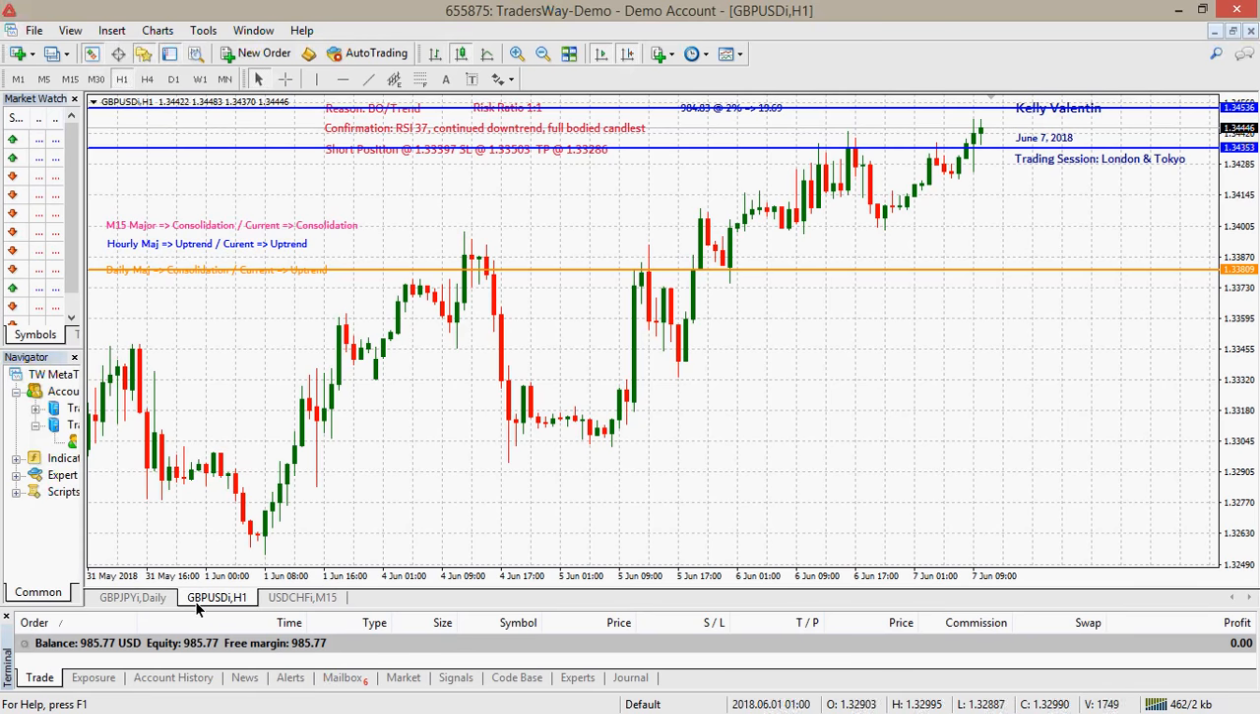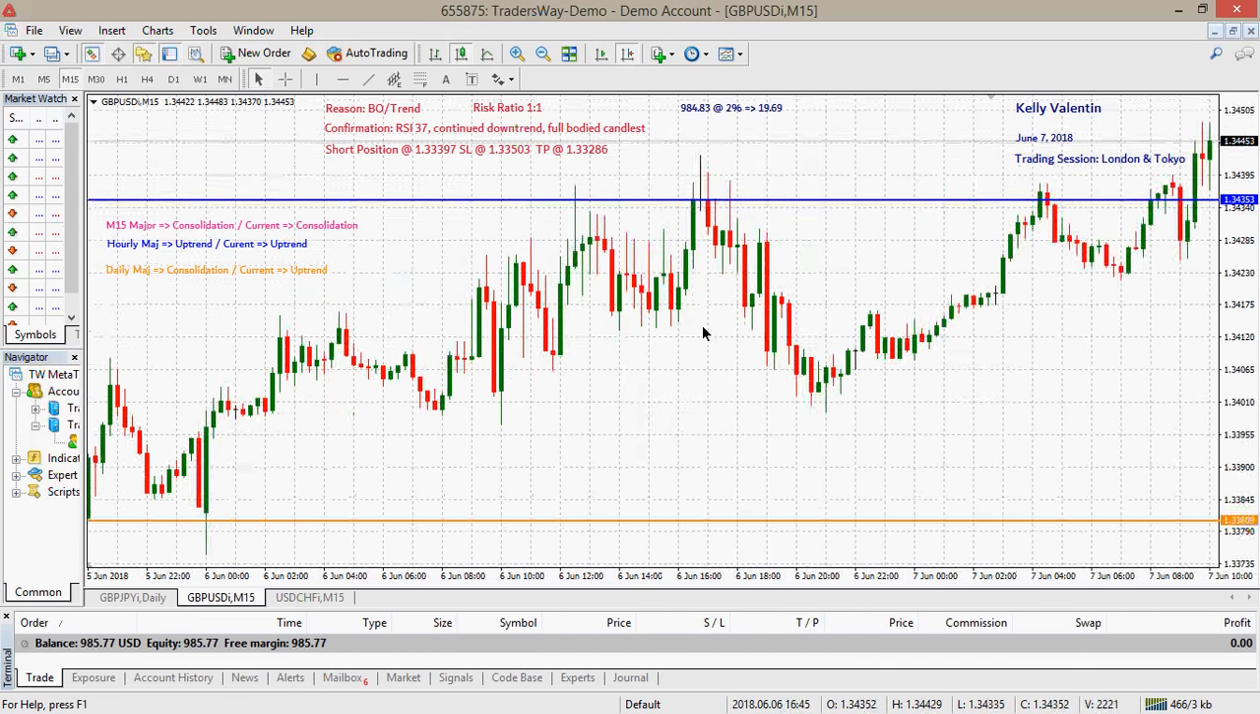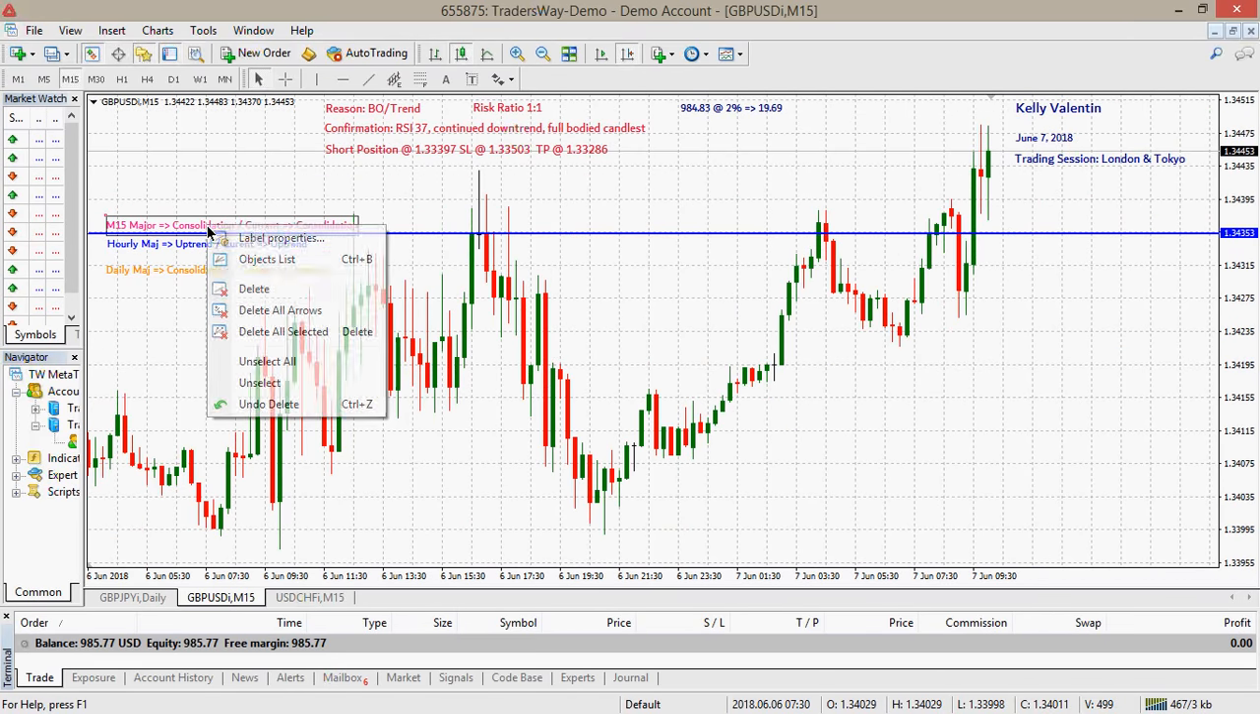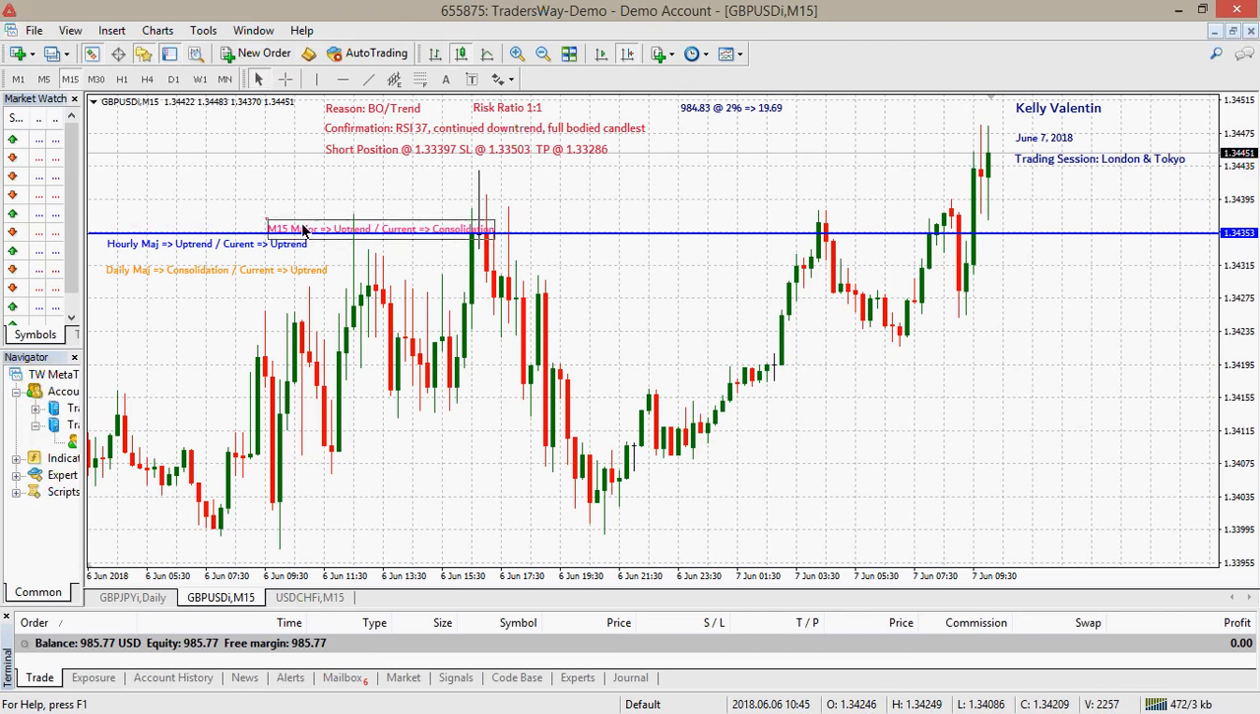And now we're going to go over to the 15-minute chart. Okay, so the 15-minute chart, it looks like we have a slight uptrend for the major here, because we're starting down here and it's ending up here. But it is currently in consolidation because we don't have enough candlesticks to determine otherwise.